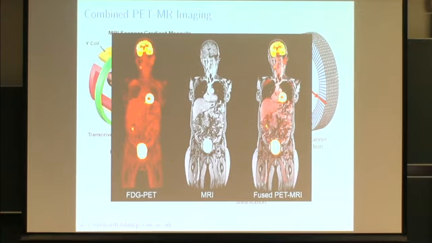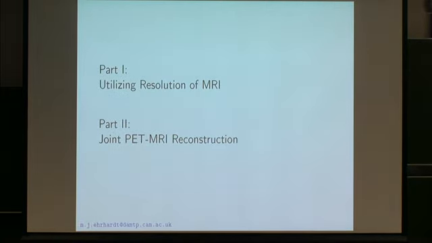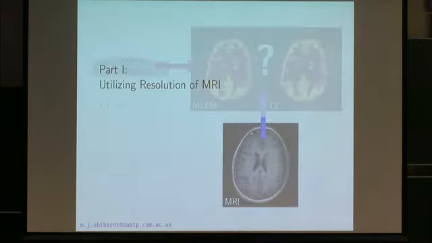But in this project, we would like to go one step further and combine these modalities already in the image reconstruction. So the talk is divided into two parts. In part one, we want to utilize the high-resolution MR information for PET reconstruction. This is what Simon referred to yesterday as one-sided reconstruction. And in part two, we want to do fully joint reconstruction, where we reconstruct PET and MR in the same process. So let's start with part one.